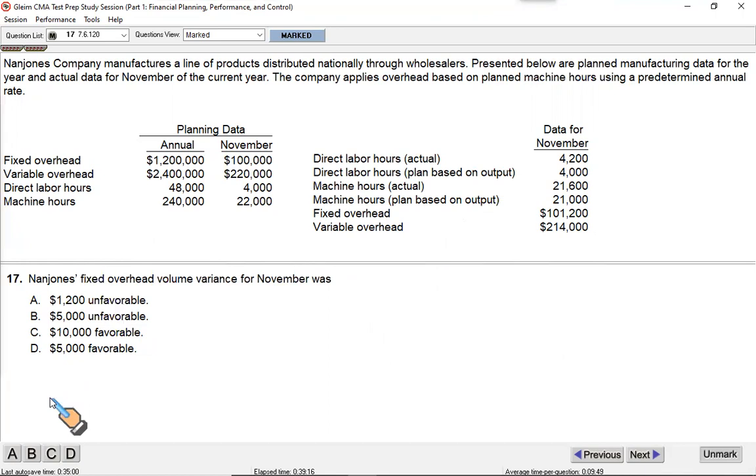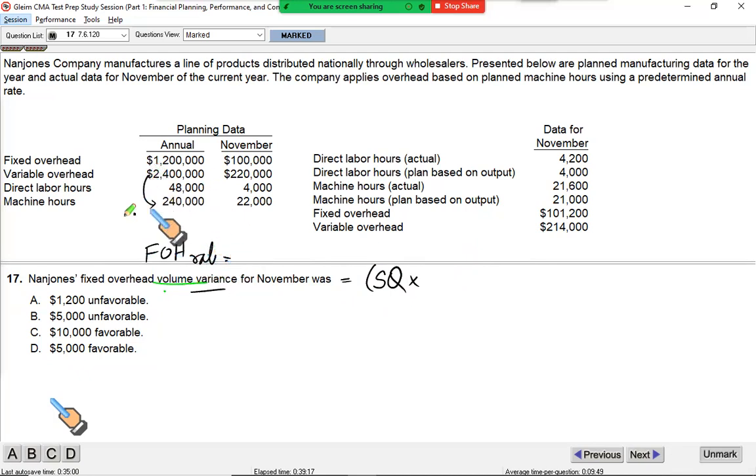Now, in this question, I have to calculate the fixed overhead volume variance. Fixed overhead volume variance, you have just learned with me. Fixed overhead volume variance is the standard hours allowed for actual output, which is SQ, multiplied by the SP, that is the fixed overhead rate. Let us now calculate the fixed overhead rate. Previously, we divided 2.4 million variable with 240. Now, we are going to divide 1.2 million, the estimated fixed cost, with the estimated activity. That is 1.2 million divided by 240. So if you simplify, I guess you will get $5. This is your fixed overhead rate called SP in this formula.